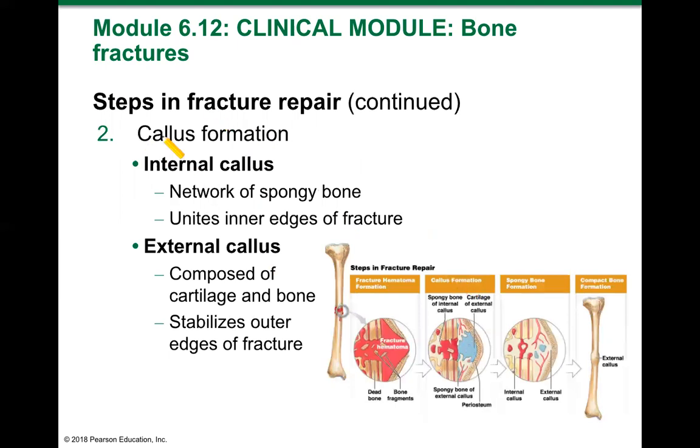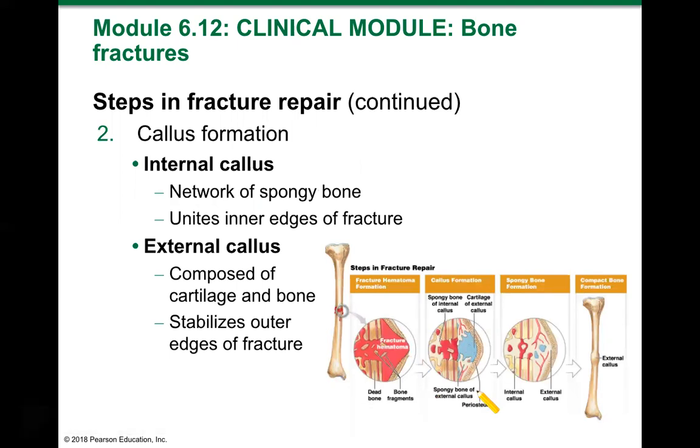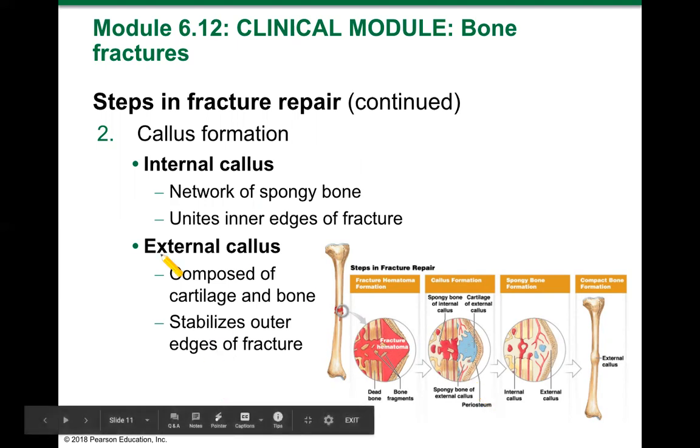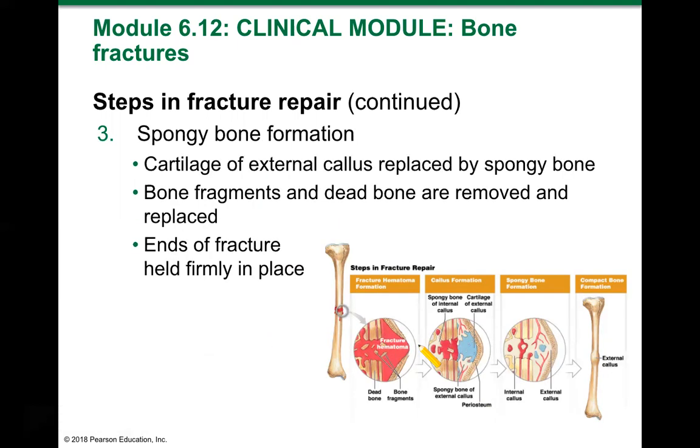Step two, you have a callus formed. And so this is step two right here. The internal callus is the spongy bone, okay? And it's going to take care of the inner edges of the fracture, and the external callus is on the external side, obviously, but it's composed of both cartilage and bone, and it's going to stabilize the outer edges.